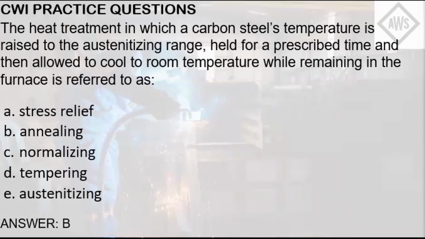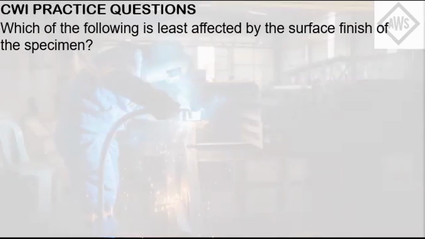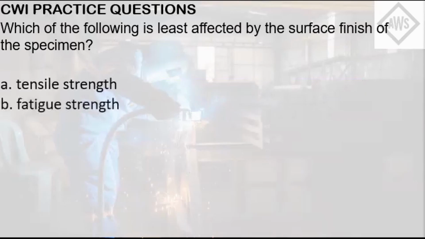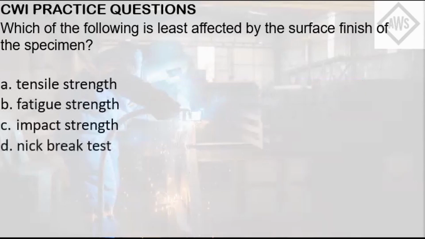on the material composition. Which of the following is least affected by the surface finish of the specimen? Letter A, tensile strength. Letter B, fatigue strength. Letter C, impact strength. Letter D, nick break test. Letter E, macro etch. All of the material properties mentioned in the choices are affected by surface finish.